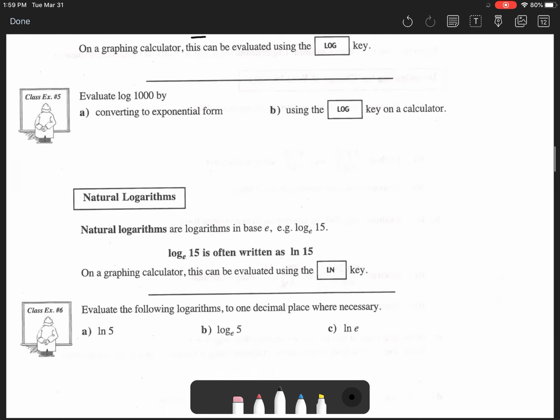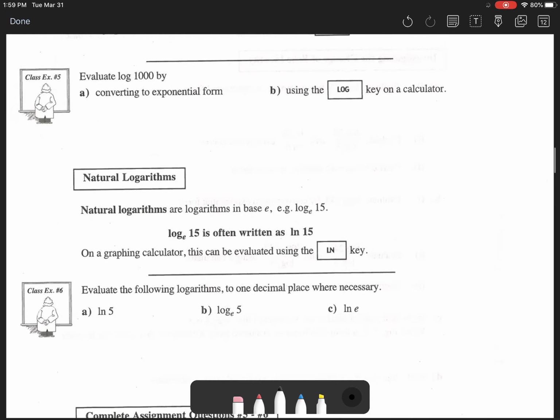That's what they're going to ask us to do here. Evaluate log 1,000 by converting to exponential form. They'll show you how to do this algebraically. If I was going to figure out log 1,000, I would make it equal to an unknown variable. What you want to remember here is that even though you don't see it, there is a base of 10. That's the key to this question. So when I convert to exponential form, it's 10 to the exponent of v equals 1,000. So 10 to the exponent of v is equal to 10 cubed. So v is equal to 3. The value of that logarithm is 3.